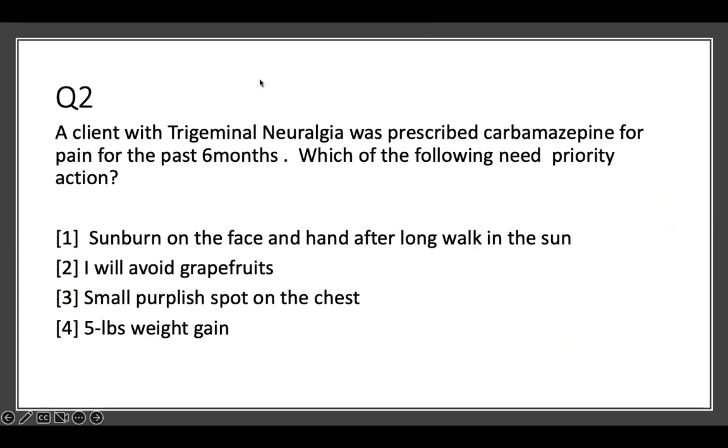Second question. A client with trigeminal neuralgia was prescribed carbamazepine for pain for the past 6 months. Remember, carbamazepine can be used for trigeminal neuralgia. Which of the following need priority action? So you go with your ask, and you go back: I got to do some action.